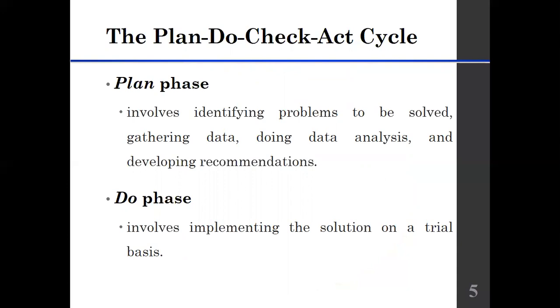Let's talk about the PDCA cycle. PDCA cycle is an iterative four-step management method which is used in business for the control and continuous improvement of processes and products. It is also called the Deming cycle, Shewhart cycle, the control cycle, or PDSA, that is plan, do, study, and act cycle.